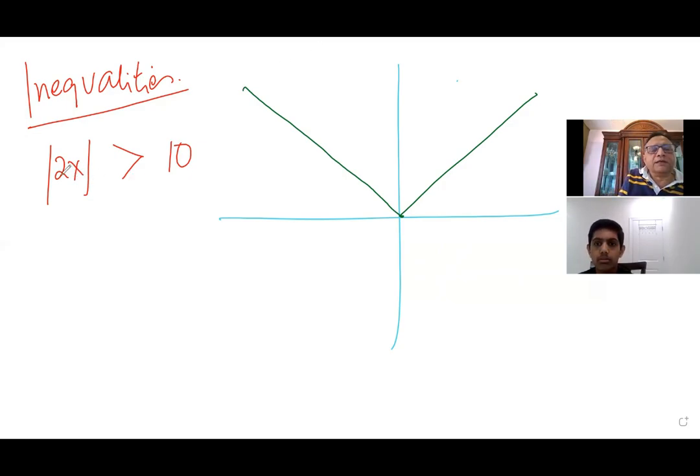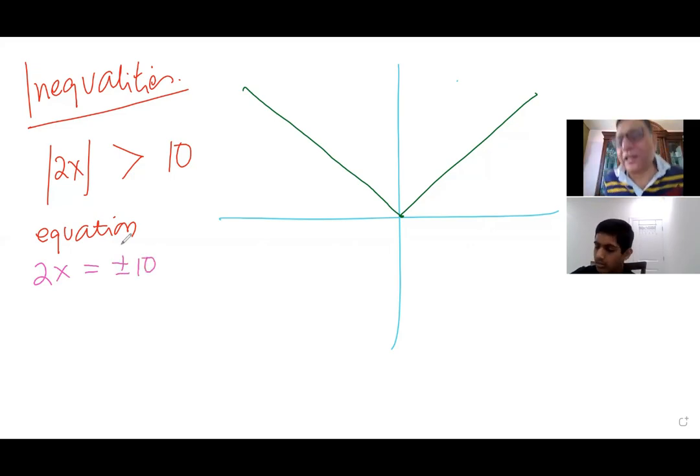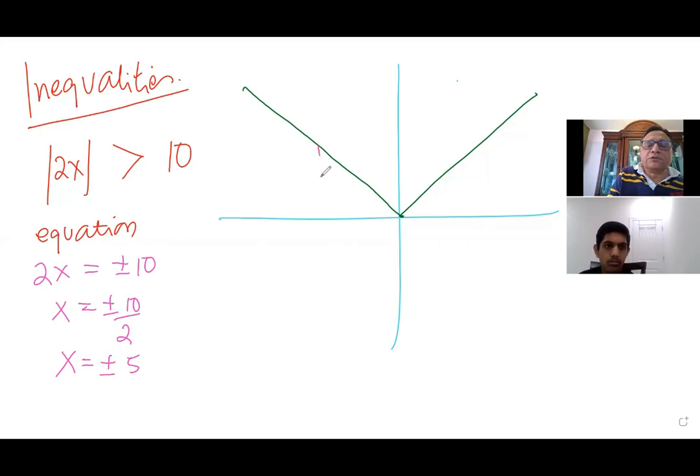Okay, so basically you will first solve this as an equation. You understand? Your equation in this case is 2x is equal to plus or minus 10, right? Because that is where they are equal, correct? So that means x is equal to plus or minus 10 by 2, or we get the value of x as plus and minus 5. Is that clear to you? So we do have a solution here, that these are my values of minus 5 and plus 5, correct?